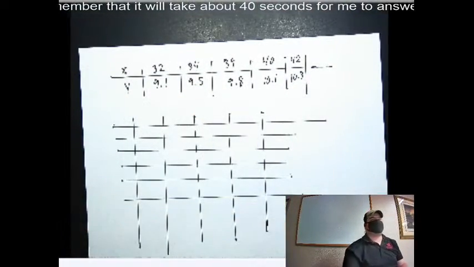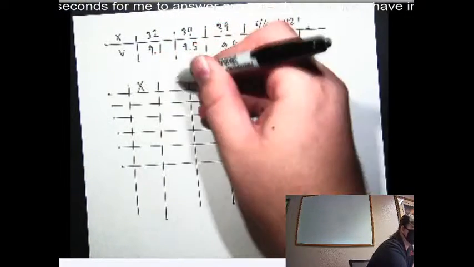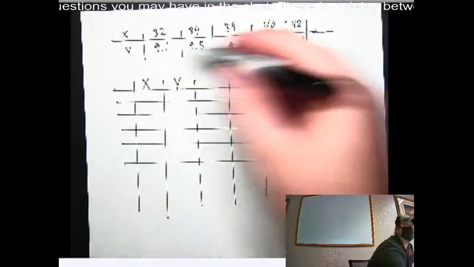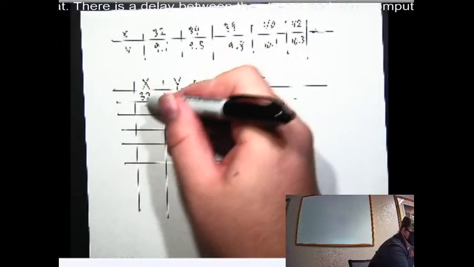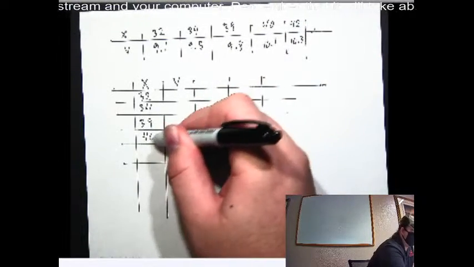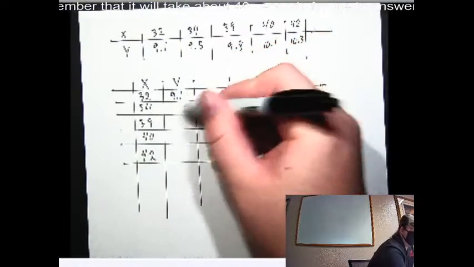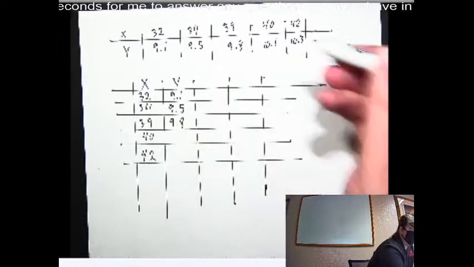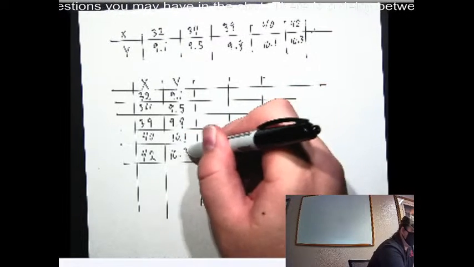All right. So I've got a table drawn up here now, and I've got X and Y that I'm going to put in here first. So again, just the same numbers that we had up here. I'm just going to translate them into this table here. So X is 32, 34, 39, 40, 42. Y is 9.1, 9.5, 9.8, 10.1, and 10.3. Okay.